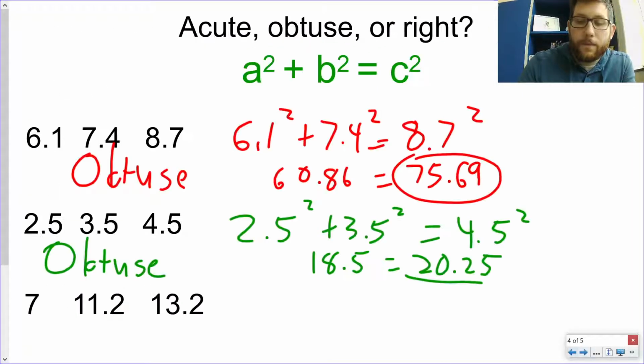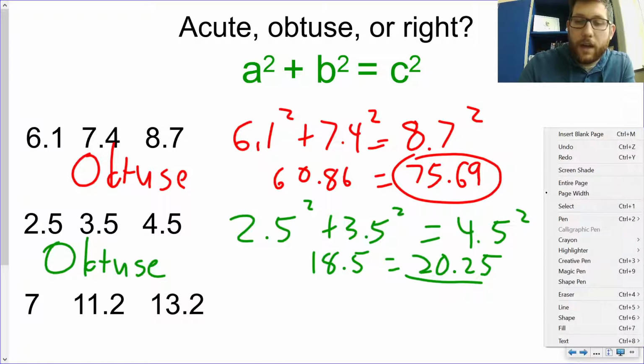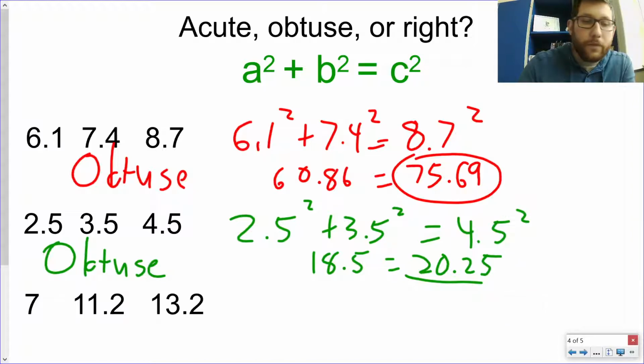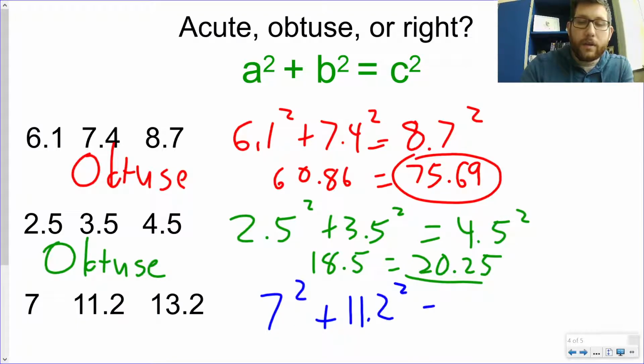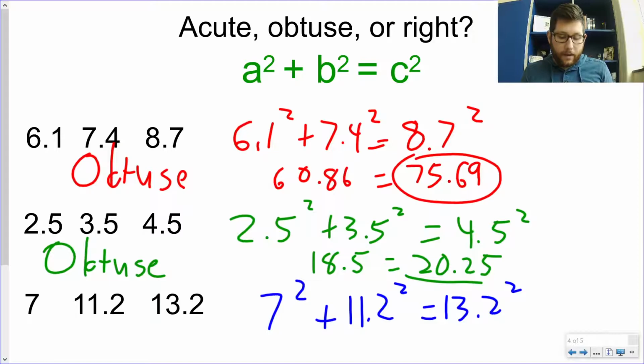All right, let me switch colors one more time. We'll go with blue. All right, let's try it one last time. Let's see what happens here. 7 squared plus 11.2 squared is equal to 13.2 squared. Okay, I'll plug it into my calculator quickly. 7 squared plus 11.2 squared.